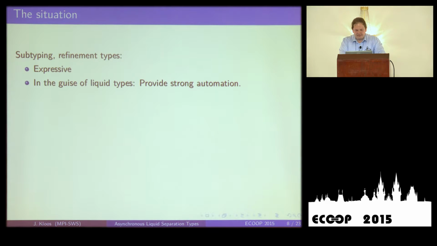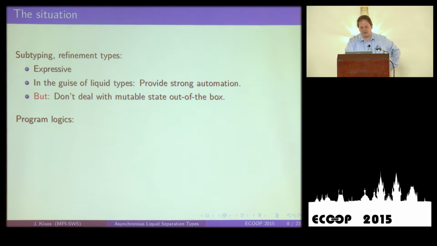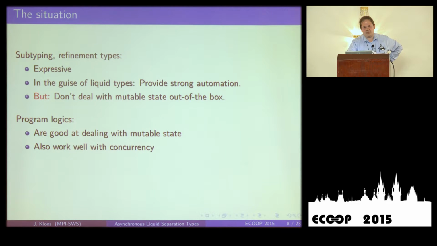Let's summarize what we have. Subtyping and refinement types are pretty expressive. And in the guise of liquid types, we can actually get strong automation. So we can automatically derive refinement types. But they don't deal with mutable state out of the box. On the other hand, we have program logics. And these are good at dealing with mutable state, as we've just seen. They're also good at dealing with concurrency. I haven't shown that, but we'll come back to that later. But in their case, automation is much, much harder.